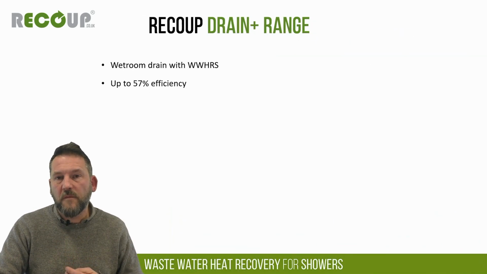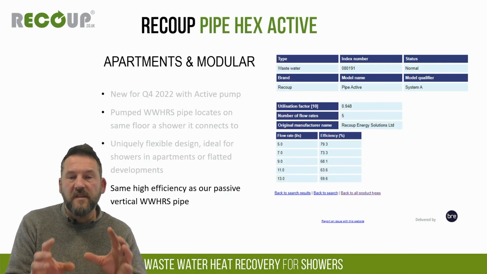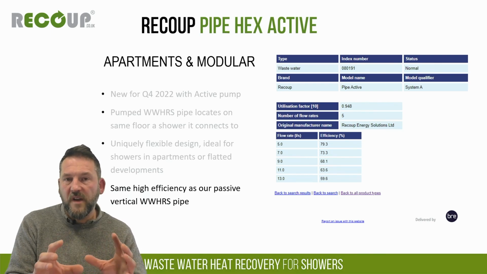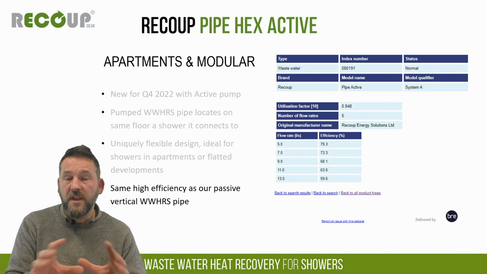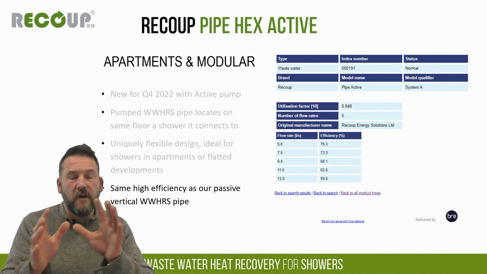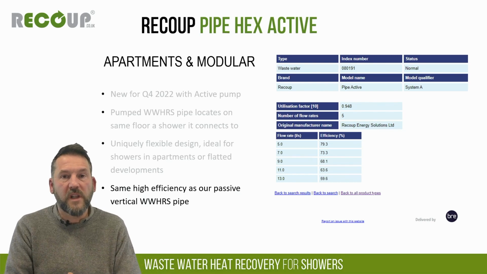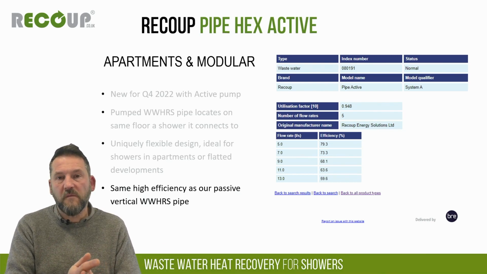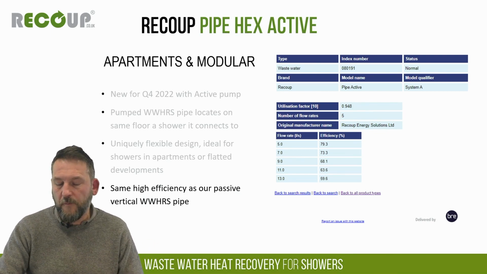However, this has just been SAP listed. Because the pump is such a low wattage system and it only works by design for about a third of the time that the shower's in use, so it's very, very low wattage, BRE have listed the pipe system without including any additional penalty for having the pump. So the pipe hex active will score exactly the same as the passive pipe in SAP modelling. So it really is a big win in terms of apartments, but also other areas, ground floor showers, etc.